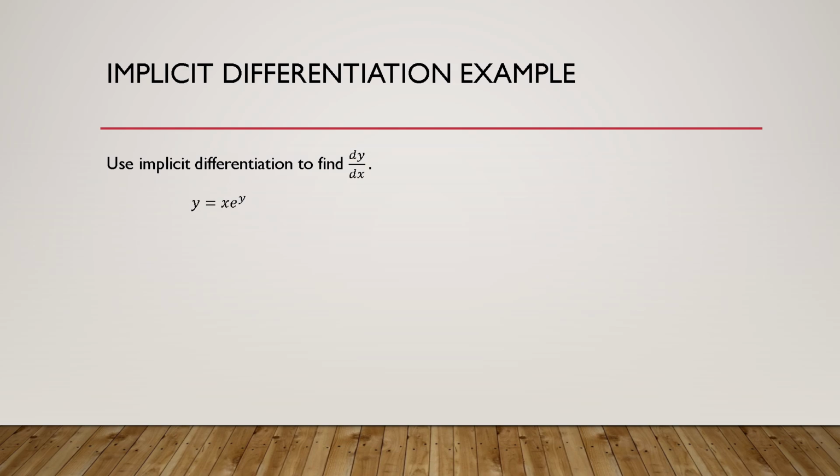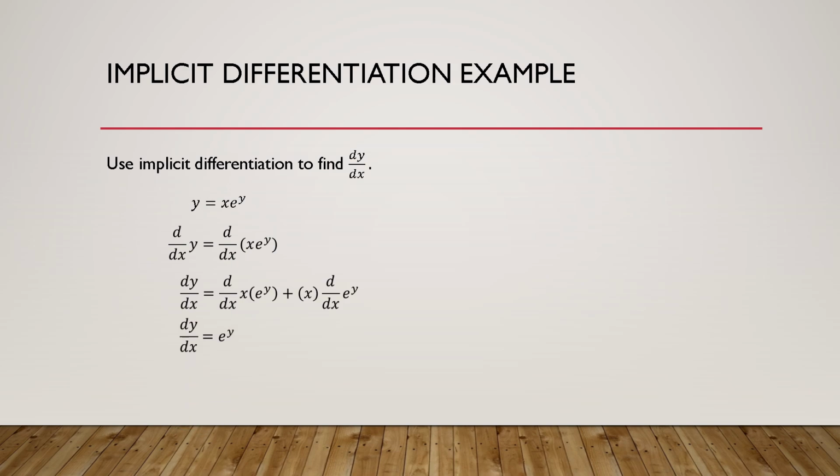As an example, let's use implicit differentiation to find dy dx in the equation y is equal to x e to the y. First, we take the derivative with respect to x of both sides. On the right side of the equation, we use the product rule and take the derivative of x times e to the y plus x times the derivative of e to the y. The derivative of x is 1, leaving e to the y in the first term.